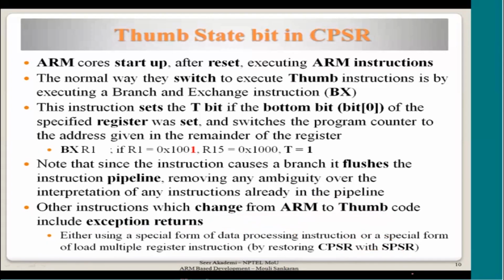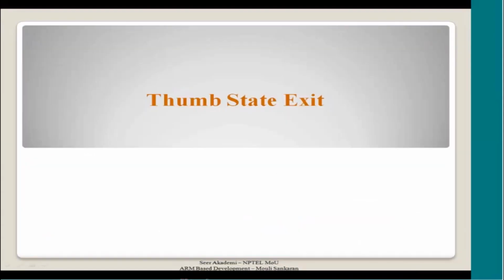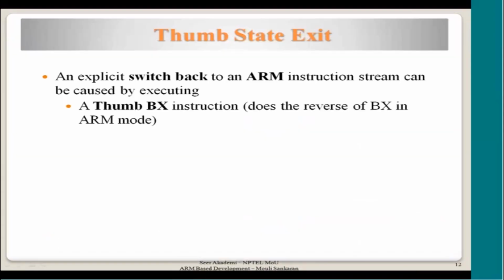Okay, let us see how thumb state exit happens. In the previous example I showed you how it enters thumb state. There are two possibilities while entering the thumb state. One is by executing the BX instruction with some value in R1 or R2, any register, with the LSB of this register set to 1. Then it moves from ARM to thumb state. Okay, this is entry into thumb state.